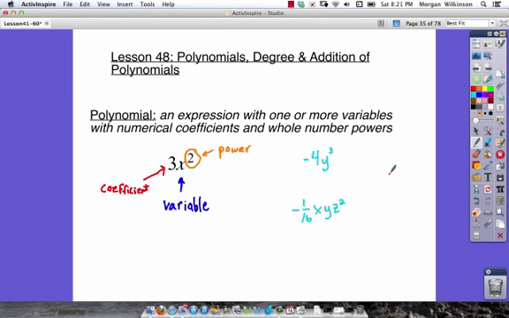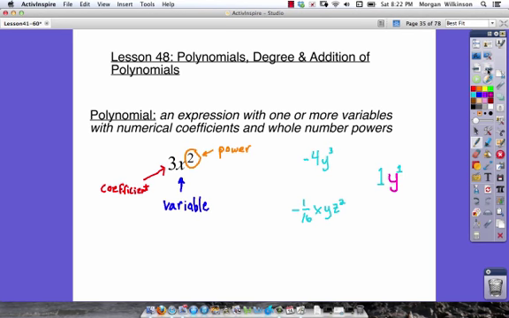Let's say we have this, y. Is that a polynomial? Well, the answer is yes. And it's a polynomial because it has one or more variables. There's our y, there's our variable. The numerical coefficient of y, well, we must have one of them. So the numerical coefficient isn't written because it's implied. It would have to be a 1 because we have 1y. And whole number powers. Well, we have 1y to the first power. So when we write y, we simplify it, but it's really 1y to the first power. So yes, y is an example of a polynomial.